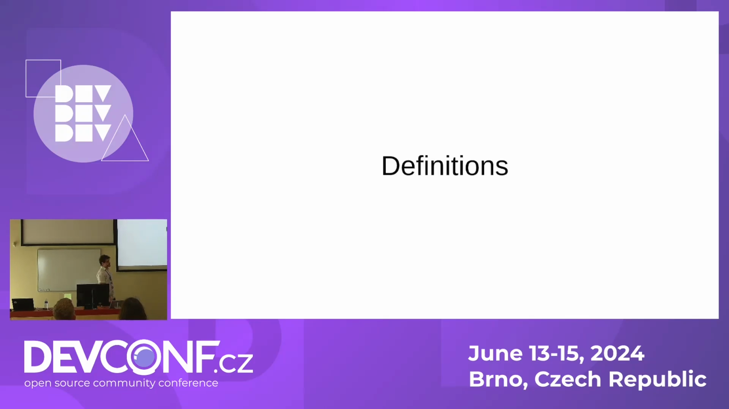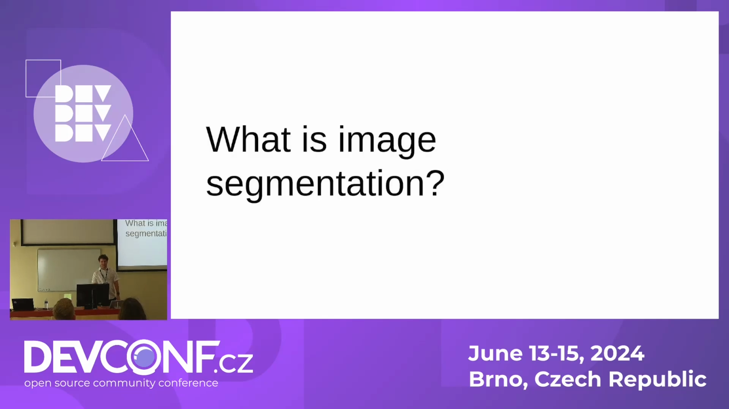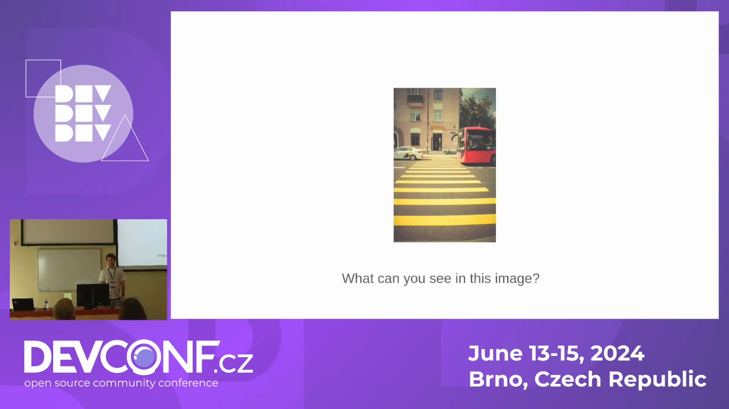Now, let's start with some definitions. So, what is image segmentation? Well, basically, let's start with us humans trying to segment this image. What can you see in this image? Well, we have a bus, we have a car, we have a building, a street, a tree, a sky. We have some things in this picture.